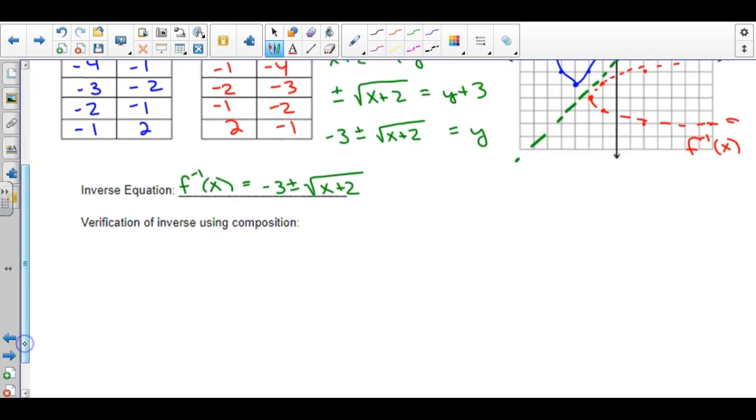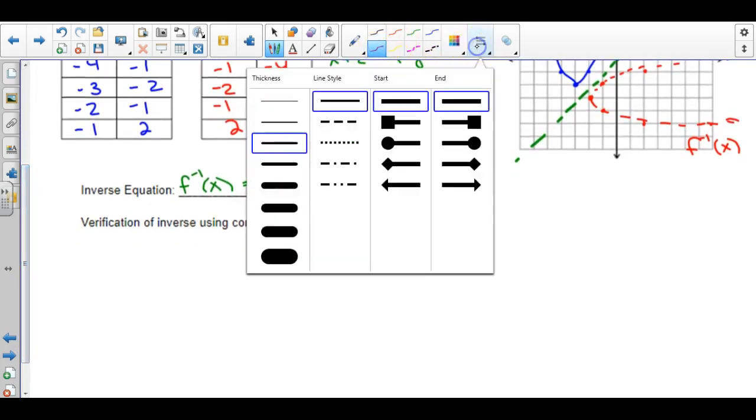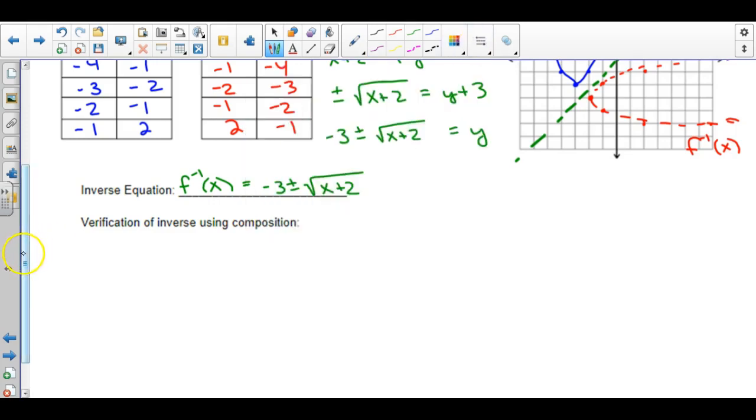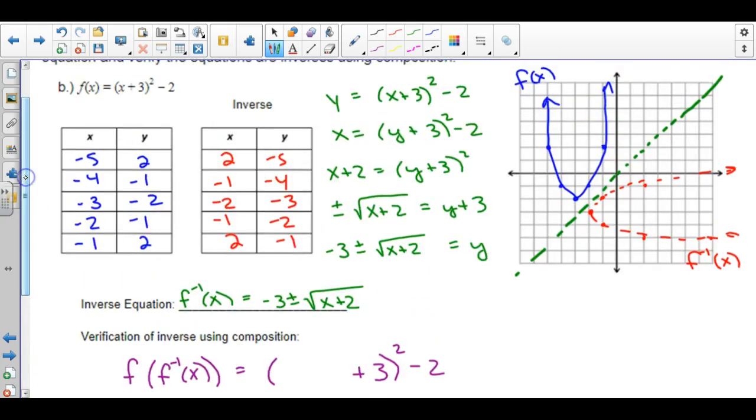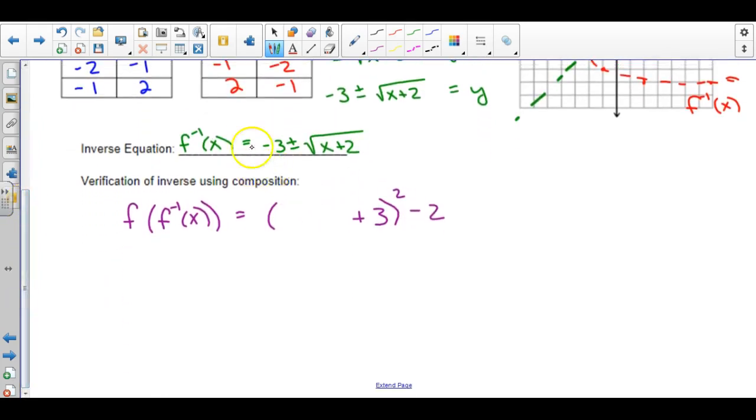What I'm going to do then is verify this using composition. So the same thing that we had done with the linear relationships, I'm going to take my original function. So in order to do f of f inverse of x, take the original function, which had something squared minus 2. Oh yeah, something plus 3, I should say. Something plus 3 squared minus 2. So I took an x value, added 3, squared it, and then subtracted 2. So in for that x value, I need to substitute this entire new function. So that's going to go here. I'll just write it really small. And then we'll just start simplifying.